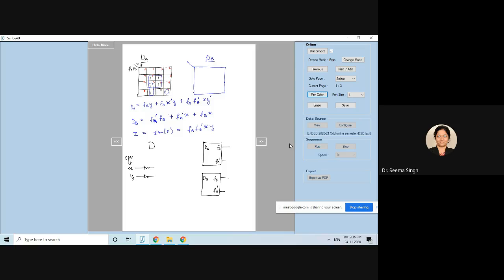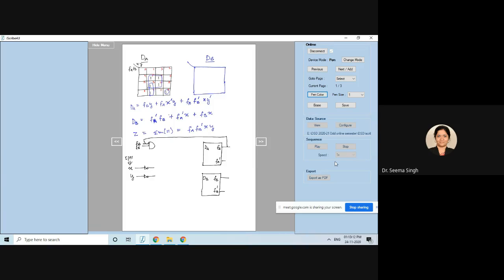Now the first AND gate input is FA X dash Y. So what I will show? I will show my FA like this. Of course, I can show the connection also like this, that FA is being connected like this. Then the other one is FB dash. So the next input is FB dash. And the third input is FA, FB dash and XY dash.